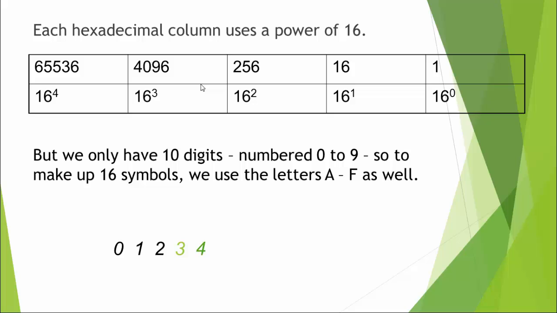But wait, we've got a problem. We only have 10 characters for numbers because we developed having 10 fingers. So in fact, we need 6 more characters. So we have to add in some characters for the numbers that can't be covered by our original decimal system. And we use uppercase A, B, C, D, E, and F for those other numbers, so that we can have up to 15 in the ones column.